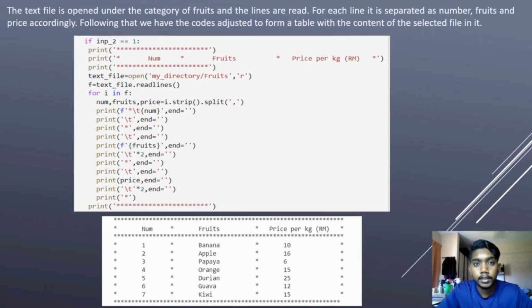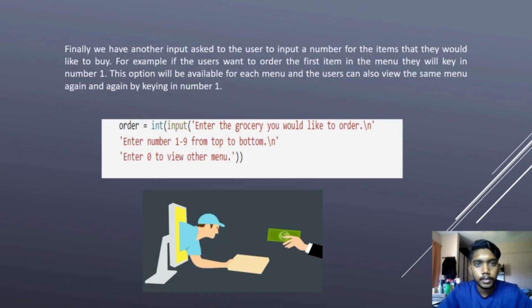As input 1 is typed in, the text file is opened under the category of fruits and the lines are read. Each line is separated as number, comma, fruit and the price accordingly. Following that, we have the code adjusted to form a table with the content of the selected file in it. And finally, we have another input question which is asked to the user to input a number for the item that they would like to buy. For example, if the user wants to buy the first item in the menu, they will key in number 1.